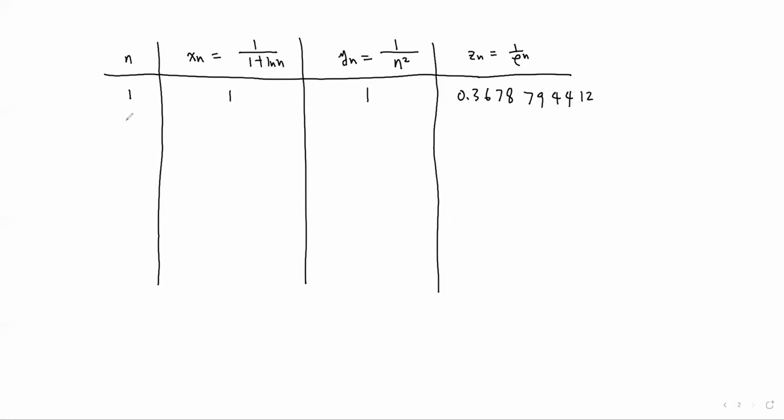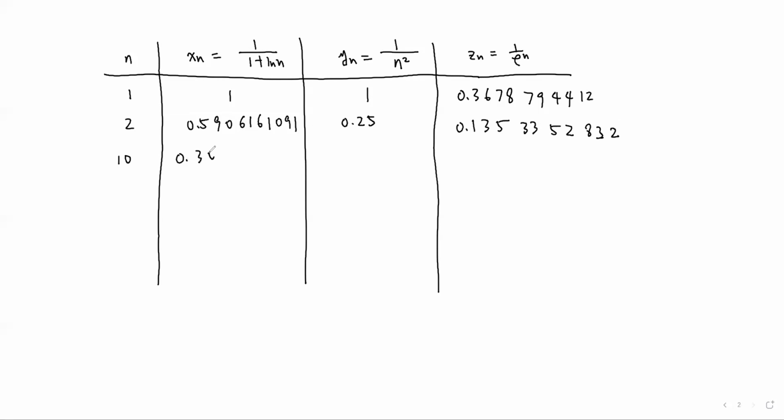When n is 2, xn is 0.5906, and yn is 0.25. Cn is 0.1353. As n is increased, it seems that yn and Cn converge to 0 faster than xn. More data. Say n is 10.